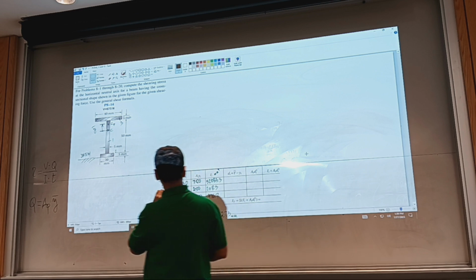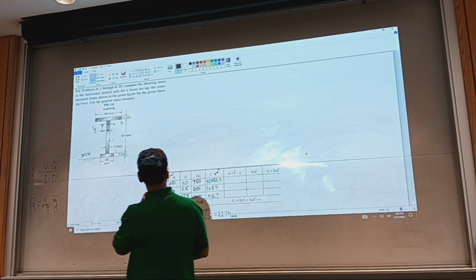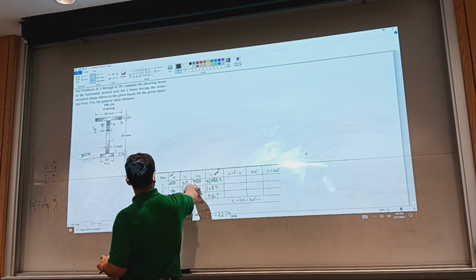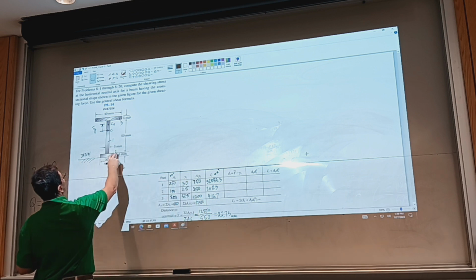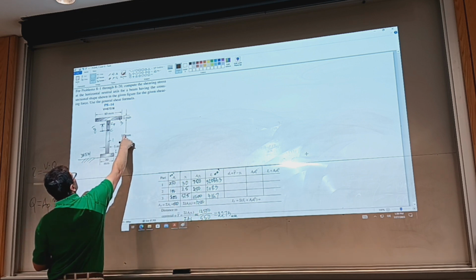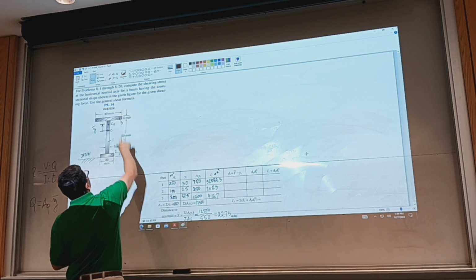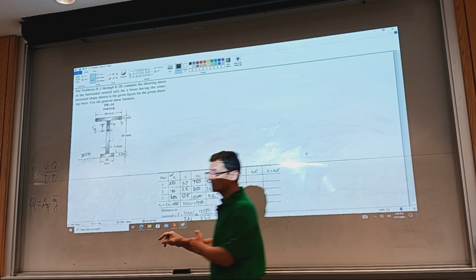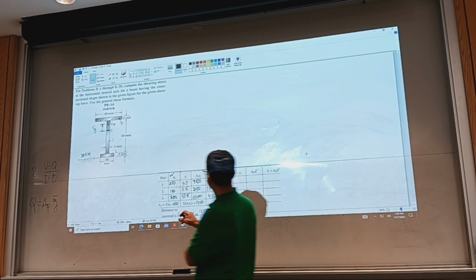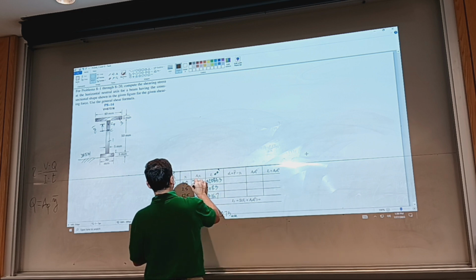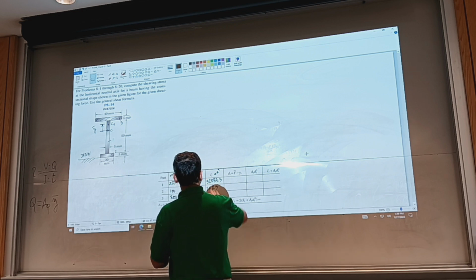Areas, I believe those were okay. I think so. If you look at the y's, so one was 5 plus 25, 30. The other one is this, and the other one is 55 plus 2.5. I'm sorry? The first A times y is wrong. The 250 times 30 needs an extra 0. This one needs an extra 0? Yeah. Okay, 250 times 30 is 7500.